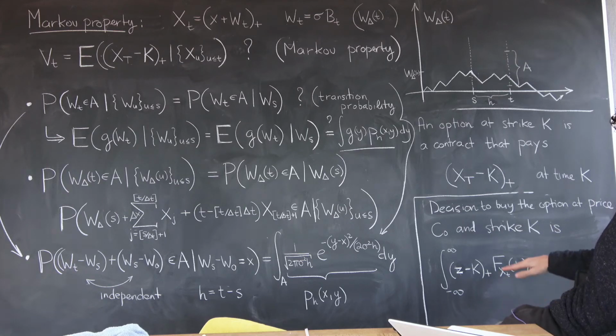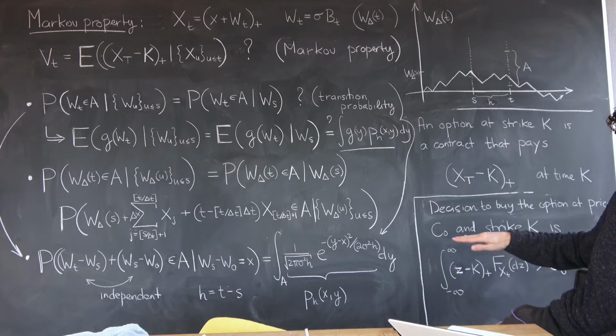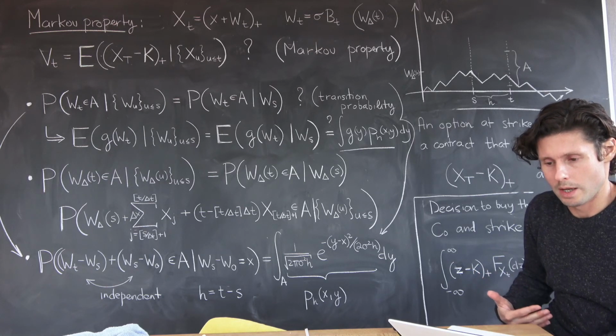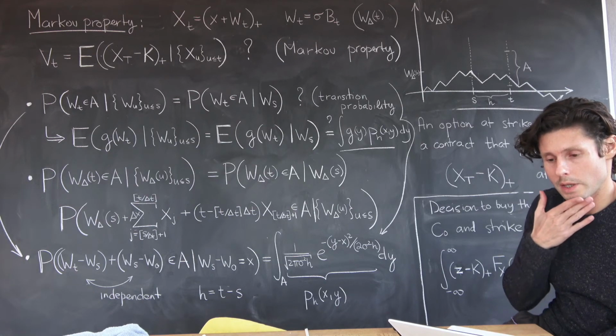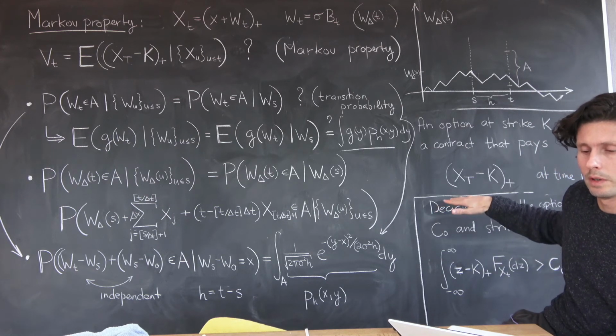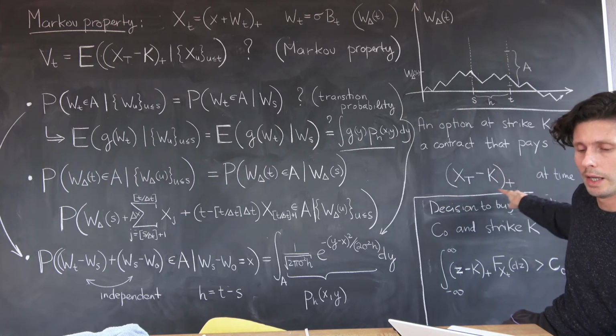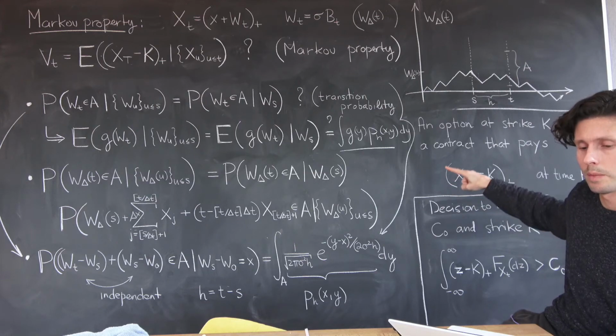And if we were faced with the decision to buy this contract at a price C0, we would ask, is our payoff more than its price? Because if it's more than its price, it's sensible to then buy the option. And if not, then not. Conversely, if you're the seller of this option, then this is how much you're on the hook for at the end. This is how much you actually pay at the end.